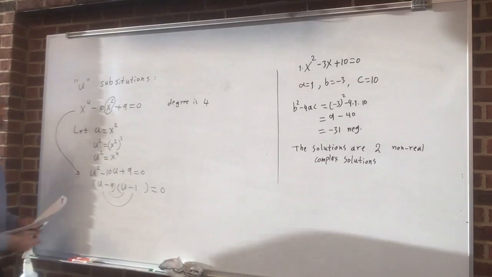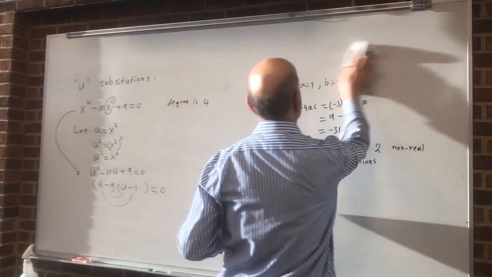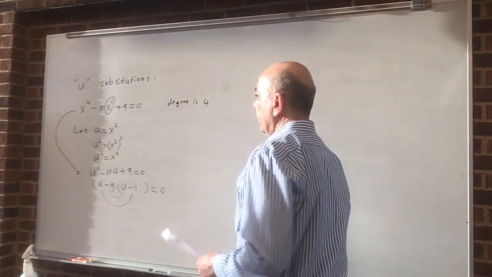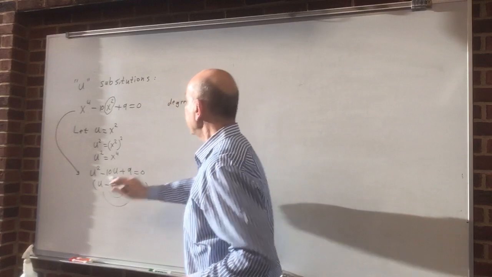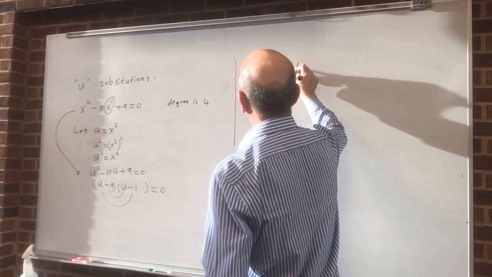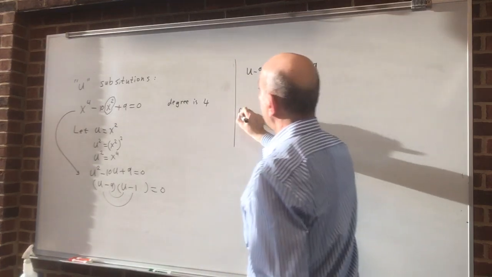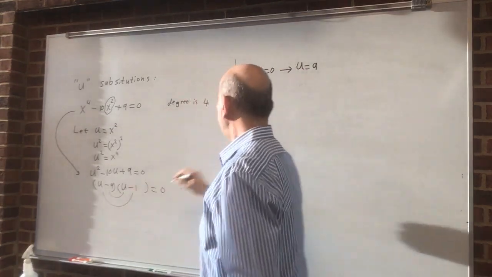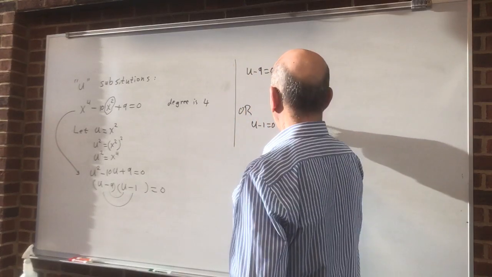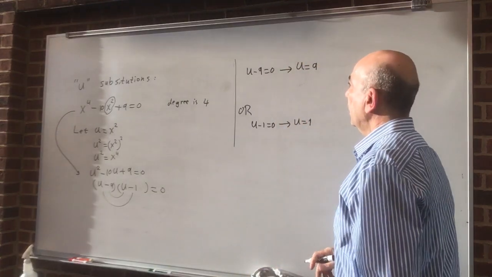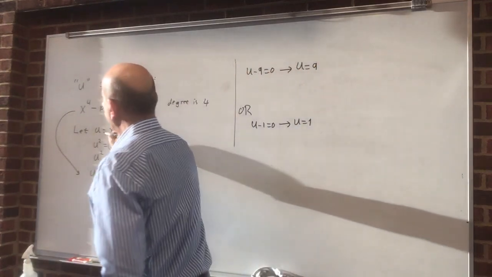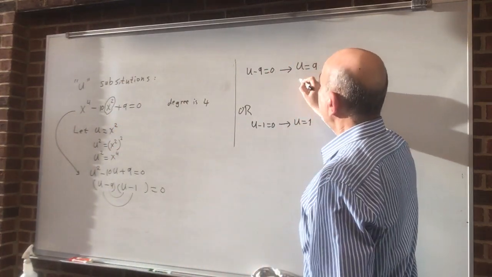Now, by the zero factor property, u minus 9 equals 0, so u equals 9. Or u minus 1 equals 0, so u equals positive 1. Now use back substitution. u equals what? u is x squared.